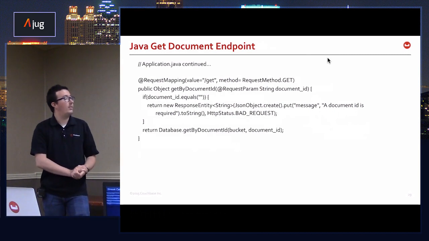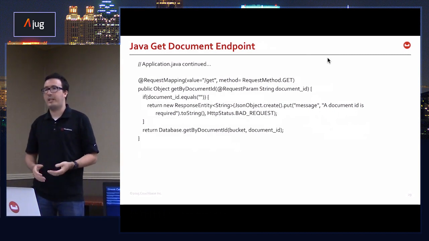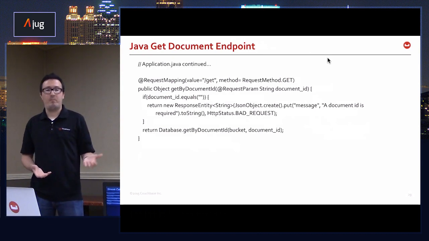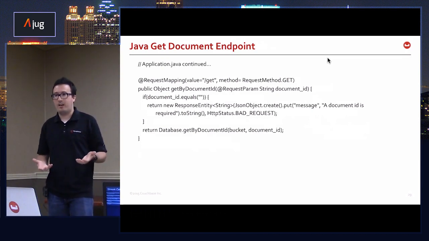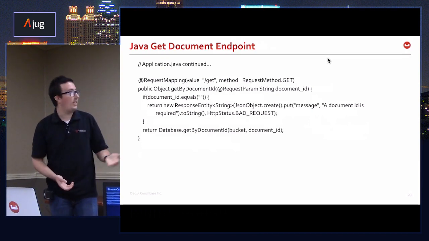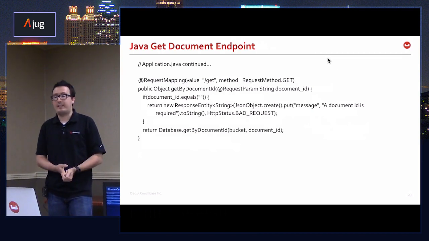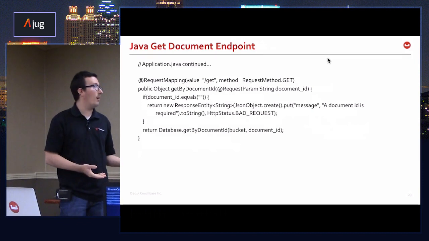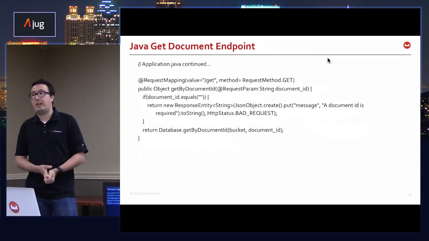Here's another endpoint. This one would be, say I want to get a document. So say when I click on the edit button and it pre-populates that form, this is the endpoint that would be hit to get the data for that document. So it'd be a GET request. We're expecting that we're passing in a document ID. If it doesn't exist, throw an error. Otherwise, let's call this get by document ID function.